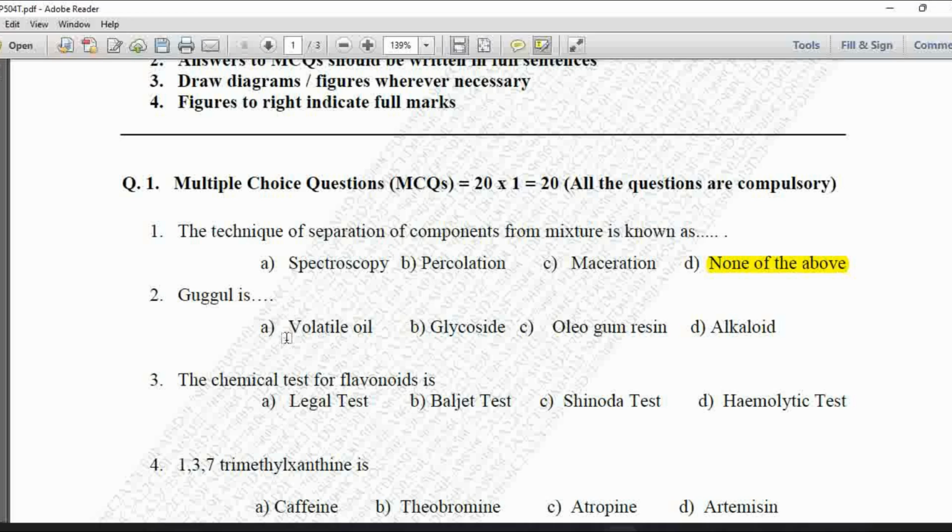Next MCQ, Guggul is option A is volatile oil, B is glycoside, C is oleogum resin, and D is alkaloid. So Guggul is the example of oleogum resin. So option C is correct. Next MCQ, the chemical test for flavonoids is option A is Legal test, B Baljet test, C Shinoda test, and D is Hemolytic test. So the chemical test used for identification of flavonoids is Shinoda test. So option C is correct.